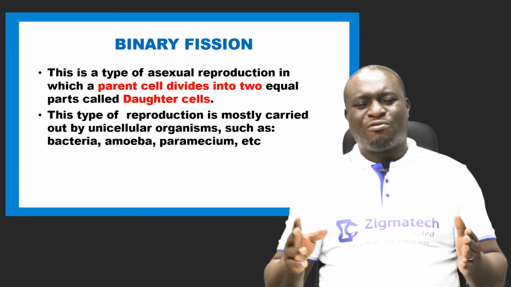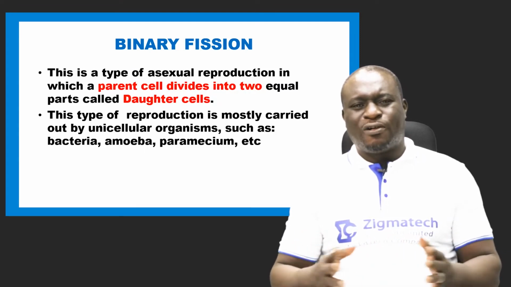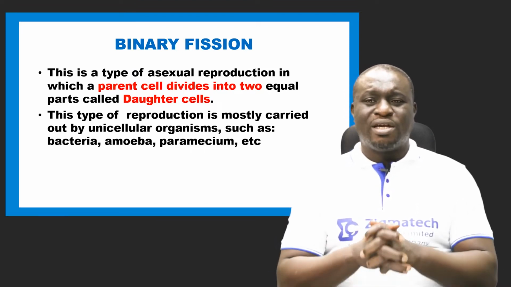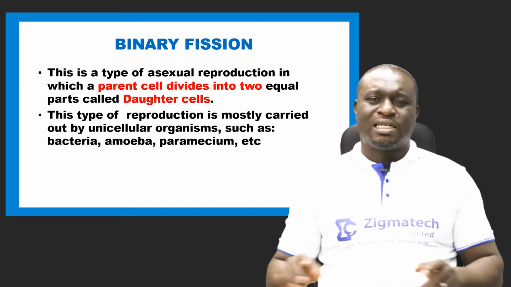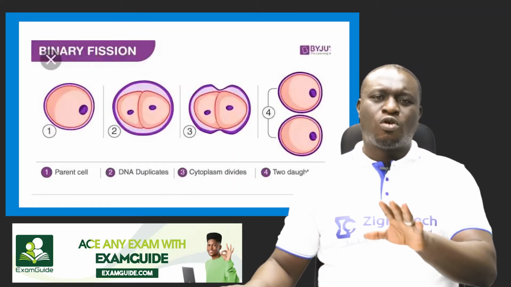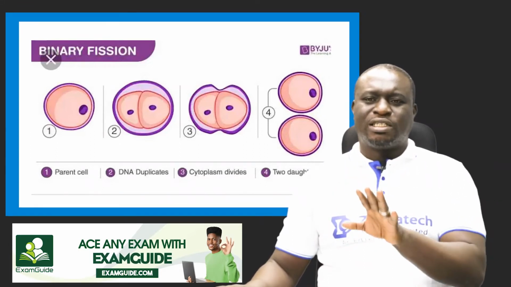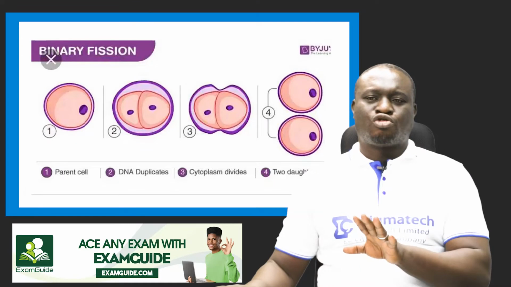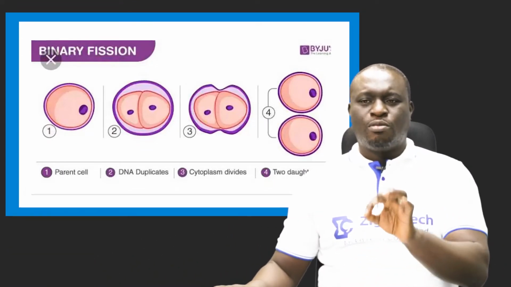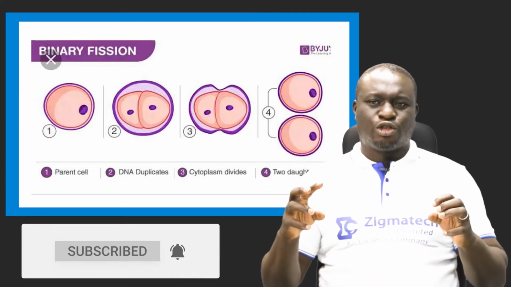For protozoa, we have the paramecium, we have amoeba, and so on. In euglenophyta, we have the euglena that undergoes binary fission. So this is what we call binary fission. Now let's take a look at what binary fission is in terms of structures. Now you can see in number 1, in the structure we have there on the screen, number 1 is the parent cell. Number 2, you can see that the DNA duplicates into 2.